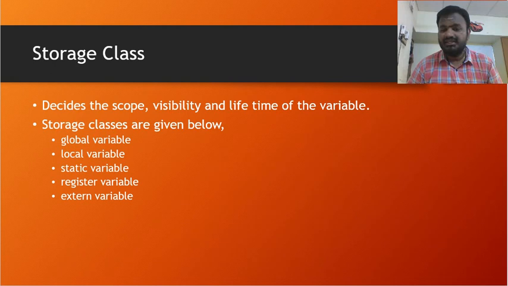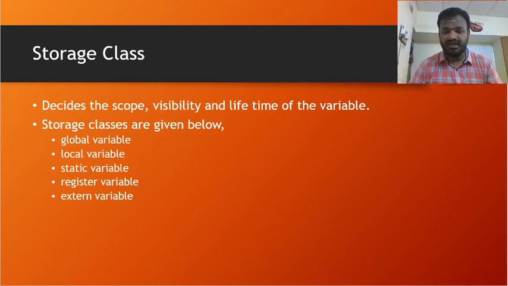Scope means at which location that variable can be accessible, and whether that variable is visible inside the function or not, and whether the content of the variable will be lost once it is done or it will be available over a period of time. All those things will be decided based on the storage class. The storage classes of the variables are global variables, local variables, static variables, register variables and extern variables.